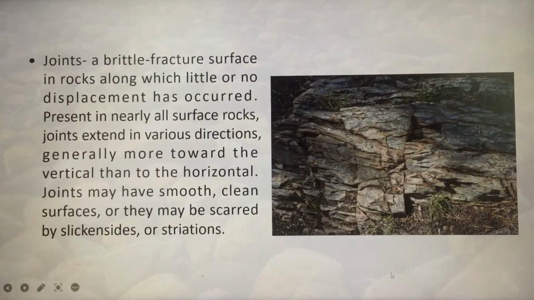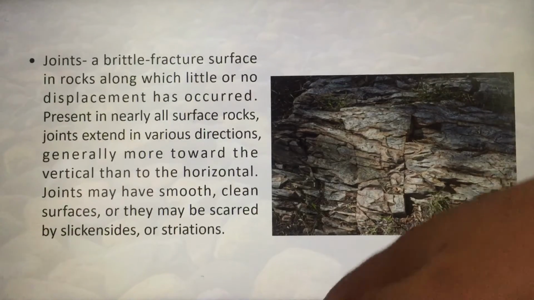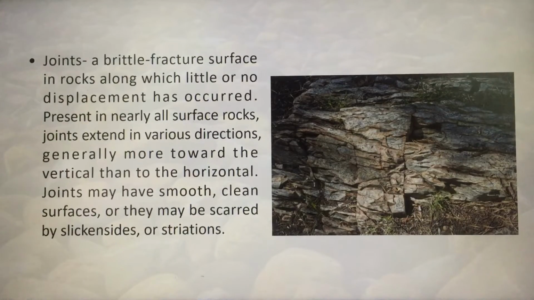Second, joints. A brittle fracture surface in rocks, along which little or no displacement has occurred, present in nearly all surface rocks. Joints extend in various directions, generally more toward the vertical than to the horizontal. Joints may have smooth, clean surfaces, or they may be scarred by slickened sides or striations.